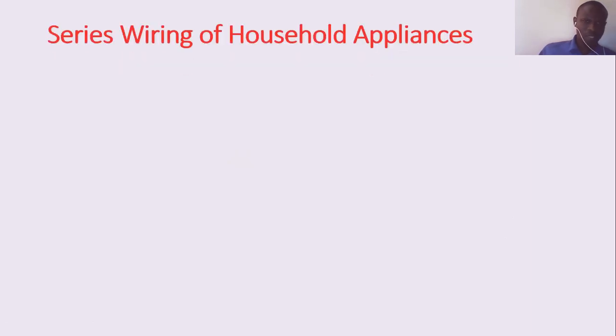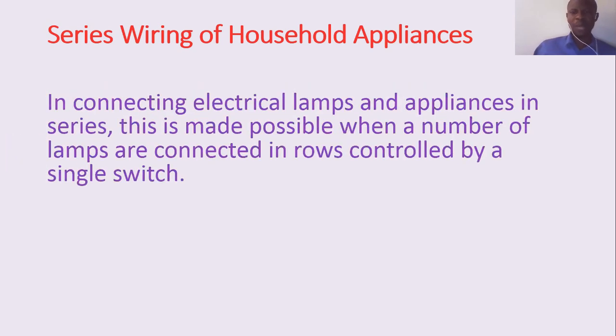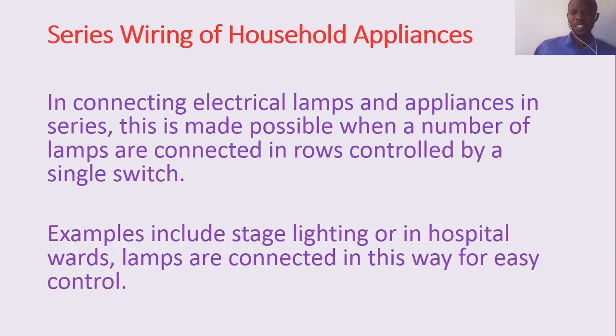So that is series wiring of household appliances. Series wiring of household appliances. Let's see how that is done. So in connecting electrical lamps and appliances in series, this is made possible when a number of lamps are connected in rows controlled by a single switch. In this particular connection, we call it series. Examples include stage lighting or indoor switch works. Lamps are connected in this way for easy control.